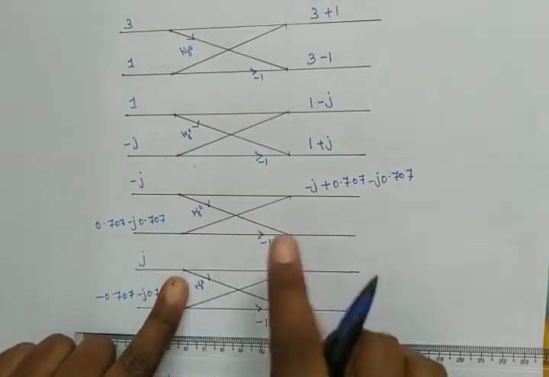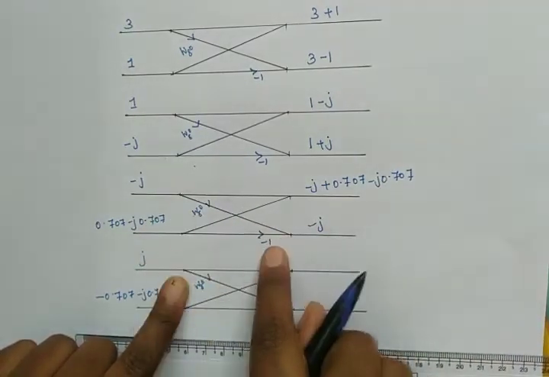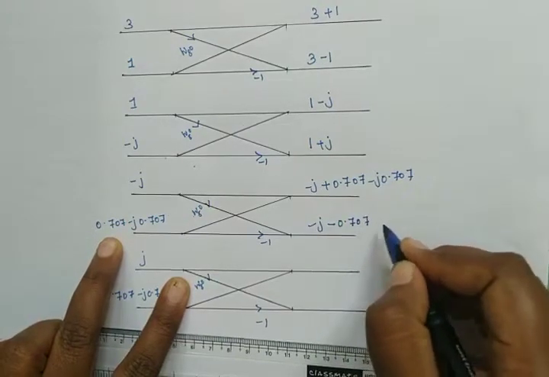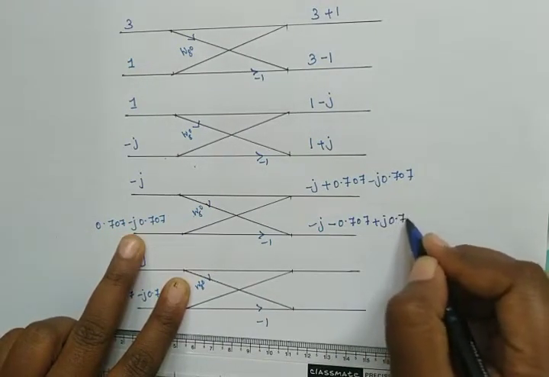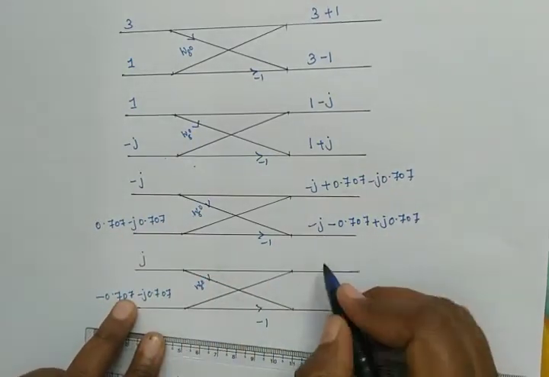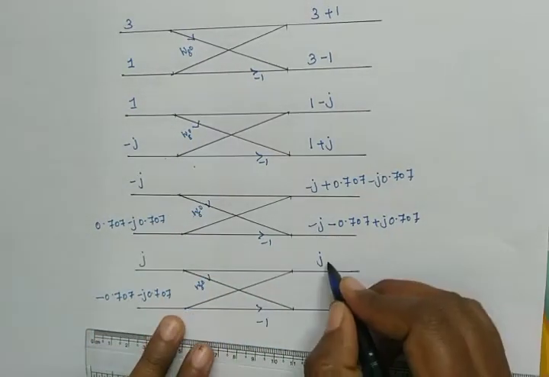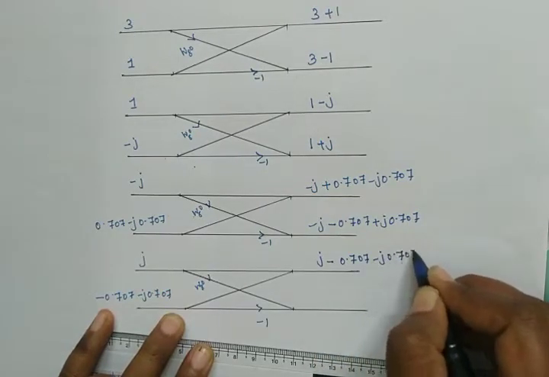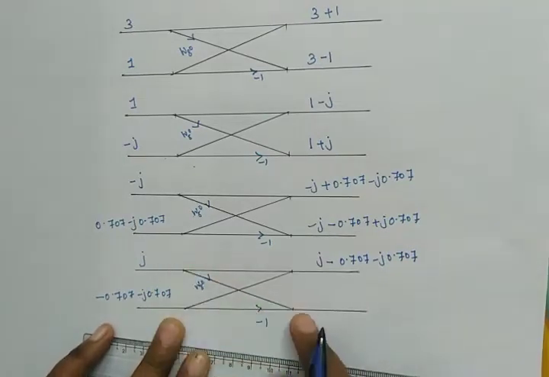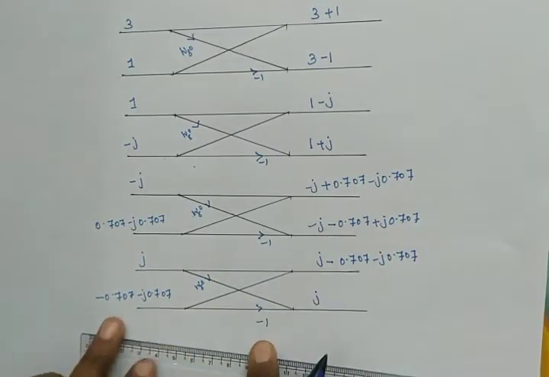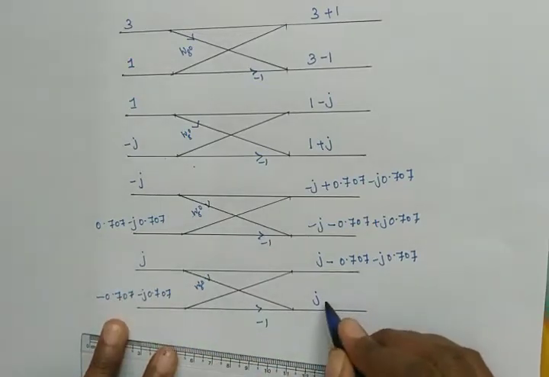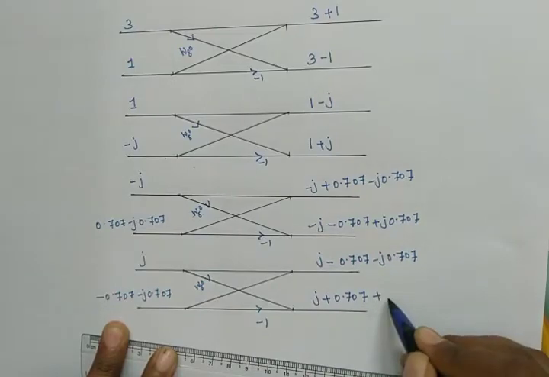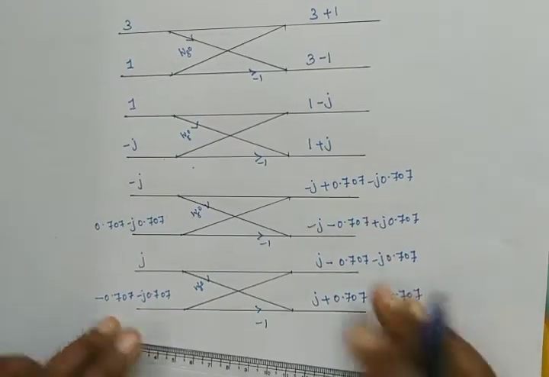Then here this is minus j. Then here it is into minus 1. So this will be minus 0.707 plus j 0.707. Then here it is j. Then here minus 0.707 minus j 0.707. And here it is j. Then multiply this minus 1 with this number. So minus 1 into minus, this will become plus 0.707. This minus into minus will become plus j 0.707. Now what is the answer?